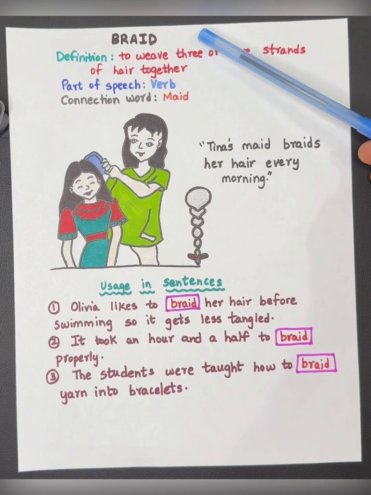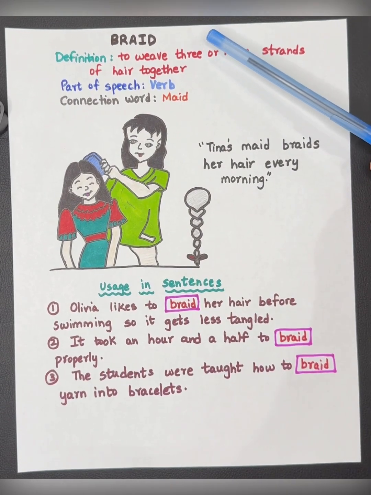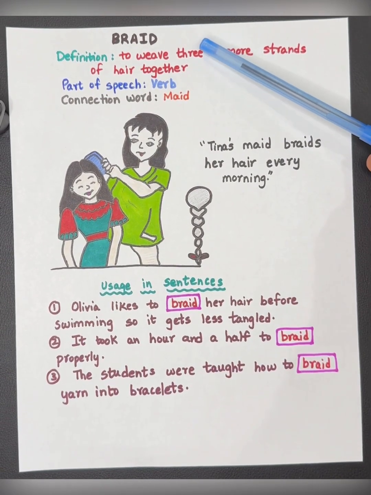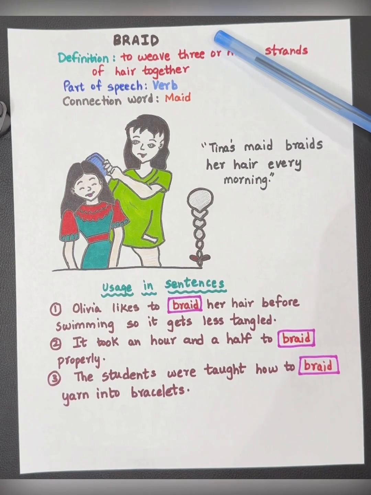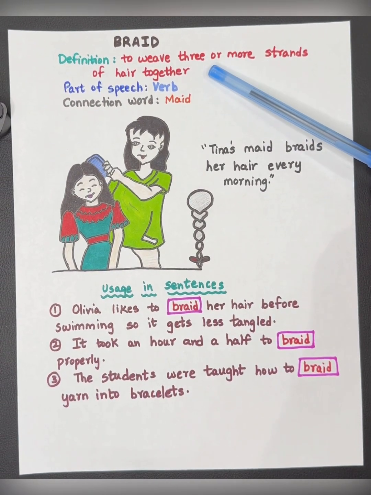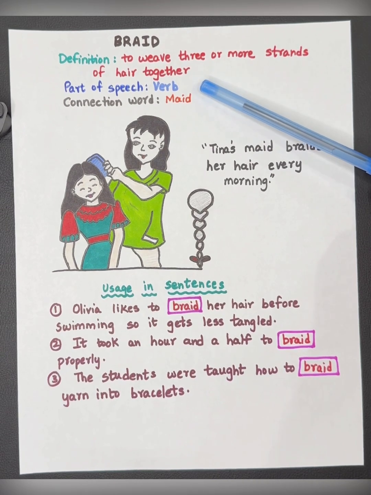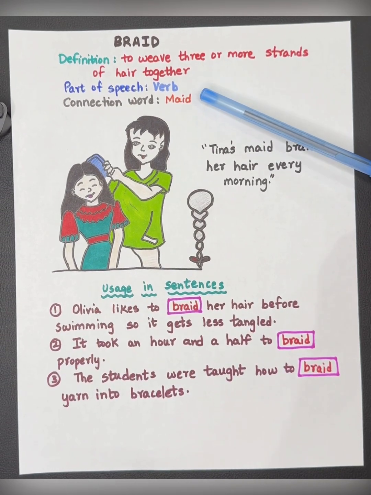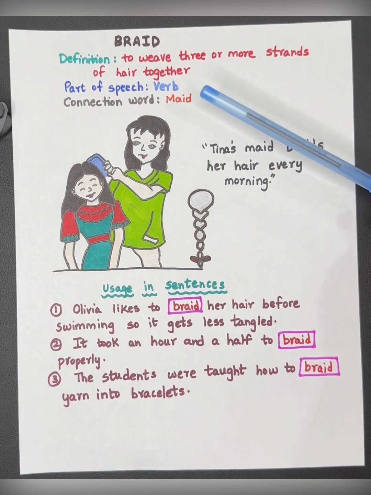The next word is braid. Its pronunciation is braid. Say it with me. Braid. Braid is to weave 3 or more strands of hair together. Part of speech is verb as it shows action, and the connection word is maid.